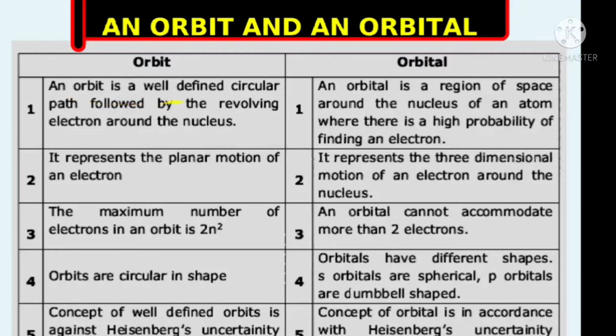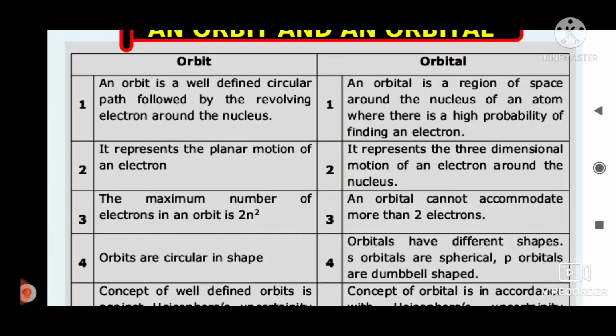Orbit is a well-defined circular path followed by the revolving electron around the nucleus. An orbital is a region of space around the nucleus of an atom where there is a high probability of finding an electron. Orbit represents planar motion of an electron. Orbital represents three-dimensional motion of an electron around the nucleus. The maximum number of electrons in an orbit is 2n square. An orbital cannot accommodate more than 2 electrons.